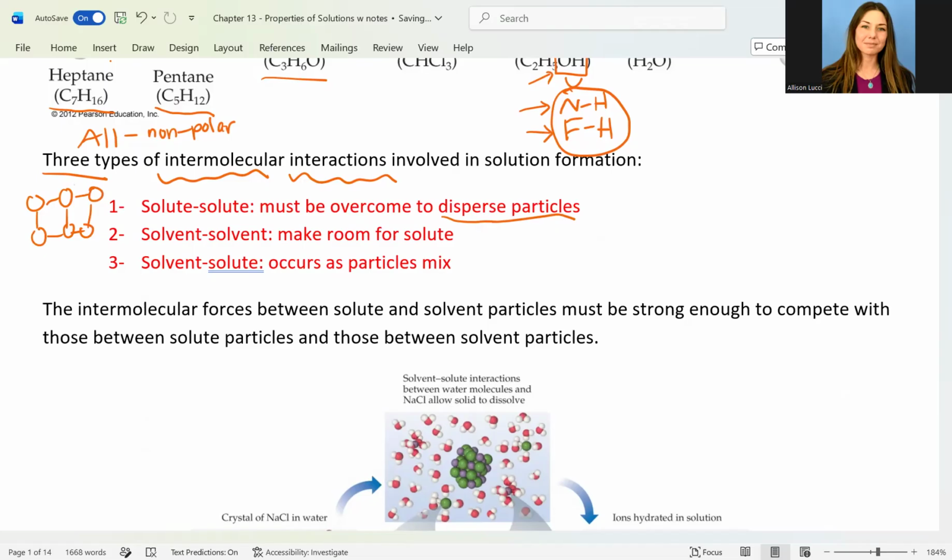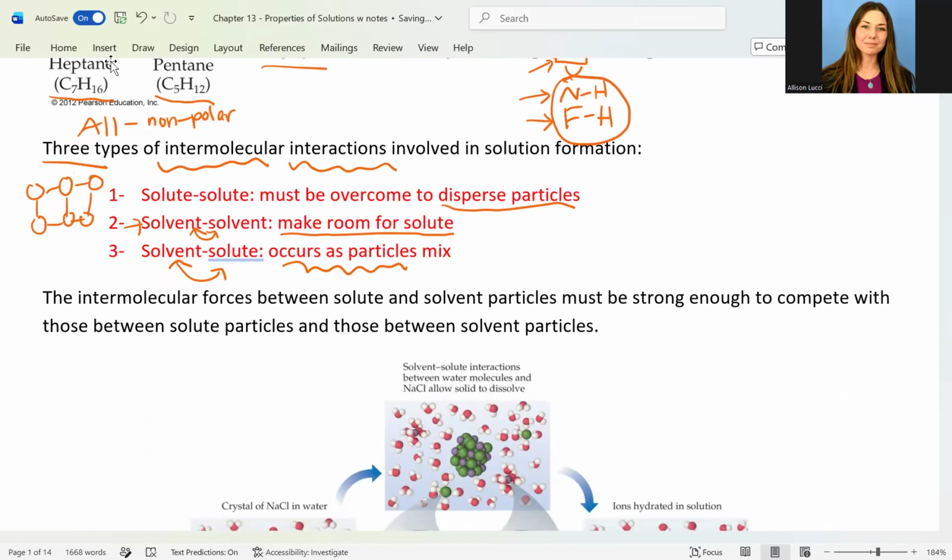And the solvent right here, that's attracted to itself, right? Like dissolves like. So water molecules would be attracted to water molecules, ethanol to ethanol, and so on. So whatever your solvent is, that needs to overcome its own intermolecular interactions to make room for the solute. And then once that happens, there are also solvent-solute interactions, and this occurs as the particles begin to mix.